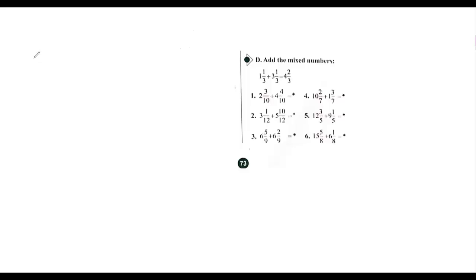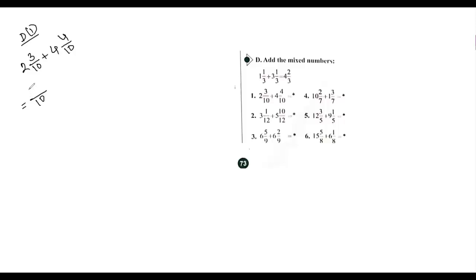So this is the problem from the fraction chapter. We need to add the fractions. Question number D, number 1. D1 says 2 whole 3 by 10 plus 4 whole 4 by 10. At first, we need to convert this mixed into improper.